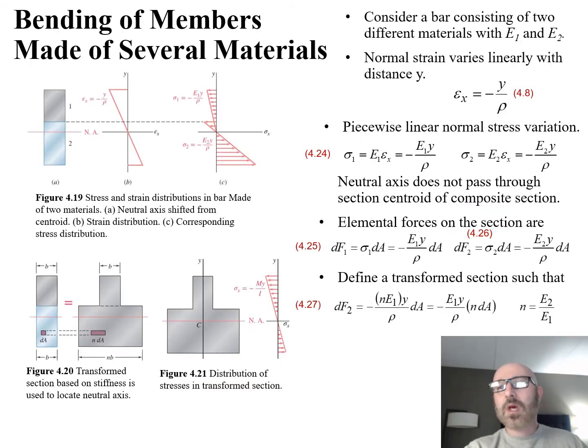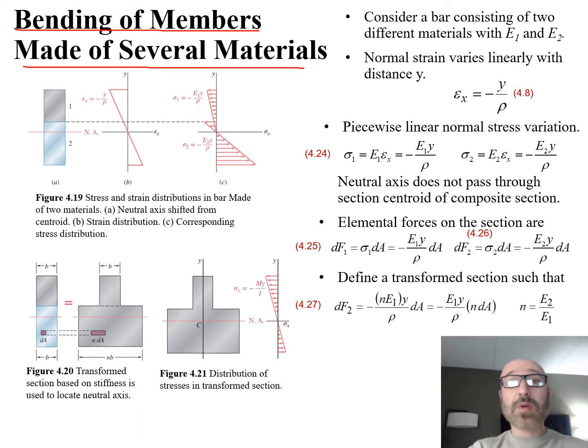So now that we've had the opportunity to look through some bending relationships for beams of single materials, what I want to do next is take a look at bending members made of several different materials. So let's consider, in figure 4.19, a bar consisting of two different materials, E1 and E2 right there.